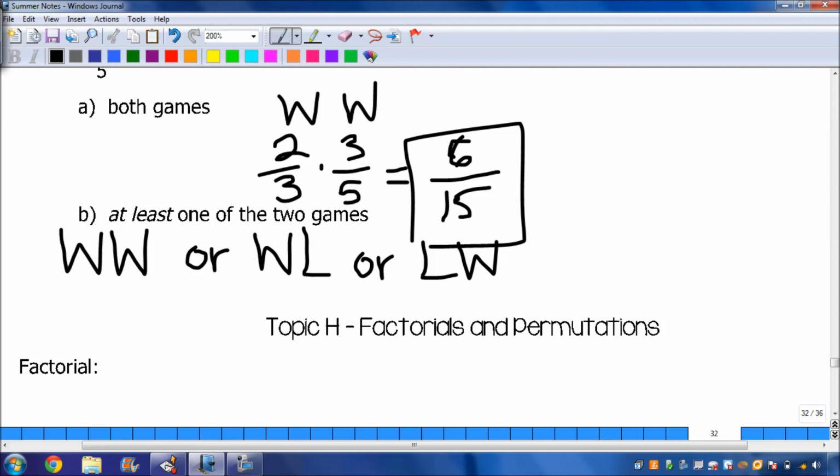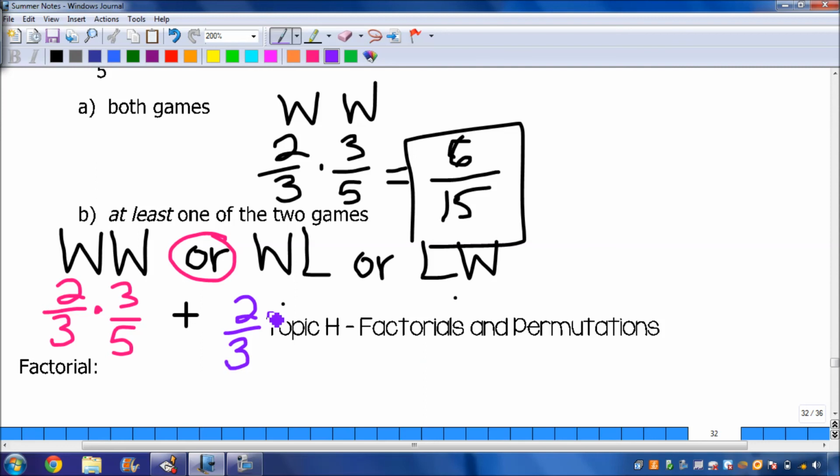Now the probability of winning the first game, we figured out, is 2/3. And the probability of winning the second game is 3/5. Whenever you have "or," you're always going to add these numbers together. So I'm going to add all 3 possibilities together. To find the probability of winning the first game and losing the second, we already know the first is 2/3, and I'm going to multiply that by the probability of losing the second game. If the probability of winning the second game is 3/5, then the probability of losing it is what's left over, which is 2/5. So this is times 2/5.